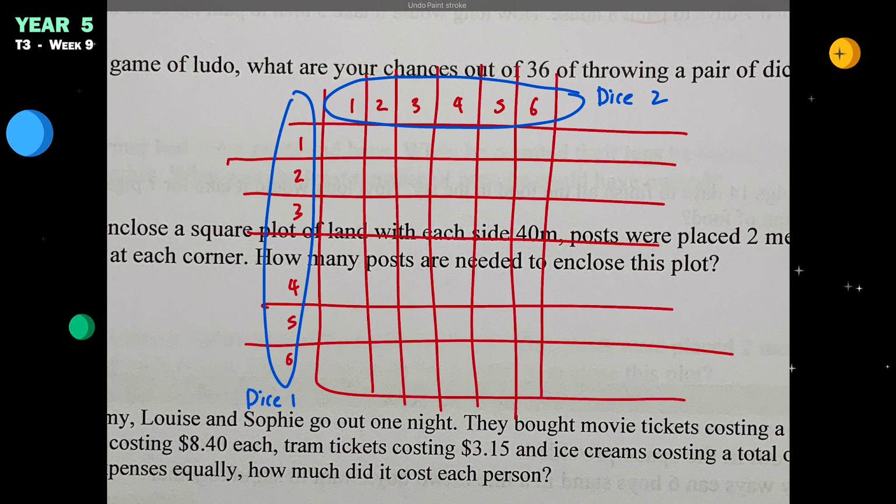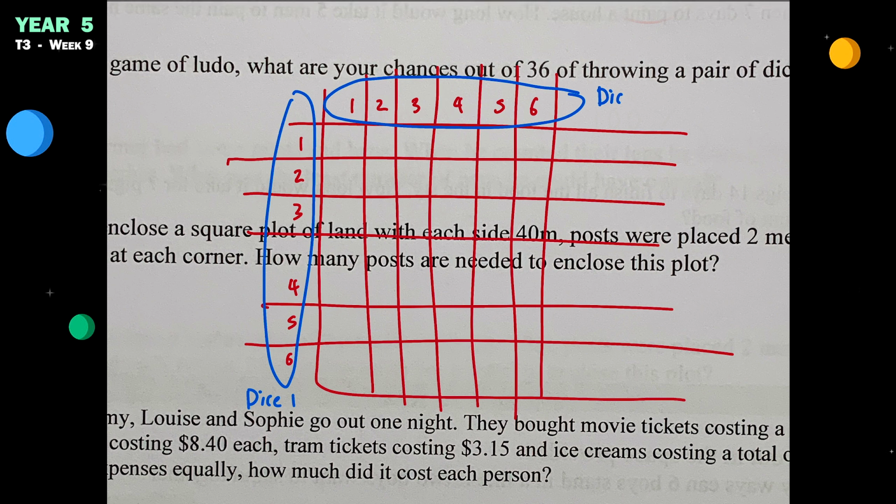Maybe I should put that in green or something. So there'll be 2. What if dice 1 had a 1 and dice 2 had a 2? The total will be 3. So you fill out the table by adding all of the possible sums of the dice, whatever their faces happen to be when you roll it.